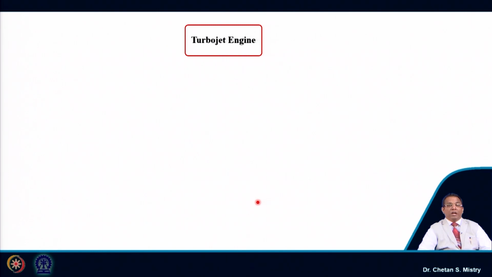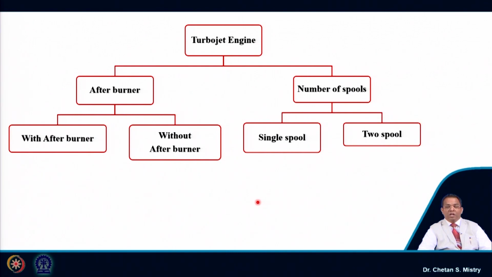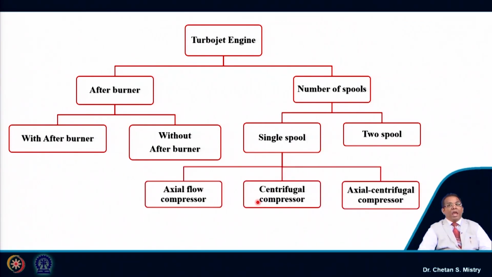Now, in order to understand this, turbojet engines are classified as with afterburner or without afterburner. They are also classified based on the number of spools, whether it is a single spool engine or a two spool engine, and for single spool, the kind of compressor we are using: axial flow compressor, centrifugal compressor, or a combination of axial and centrifugal compressor. We will be discussing this turbojet engine in detail for the next 2 weeks, for week 3 as well as week 4.